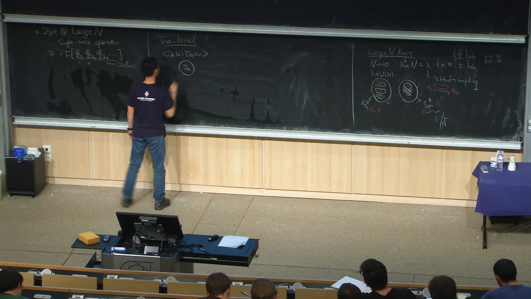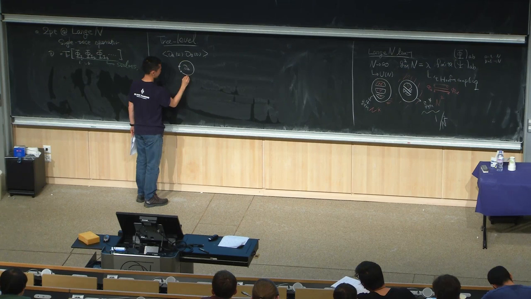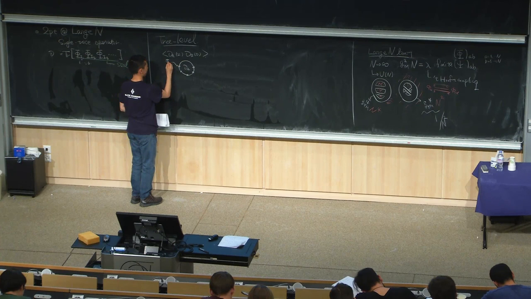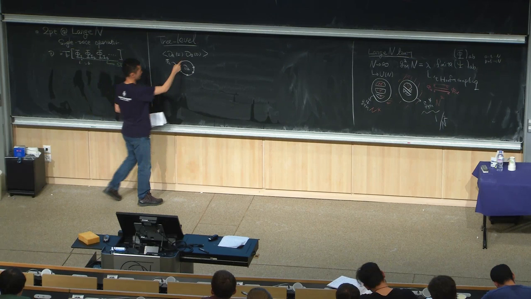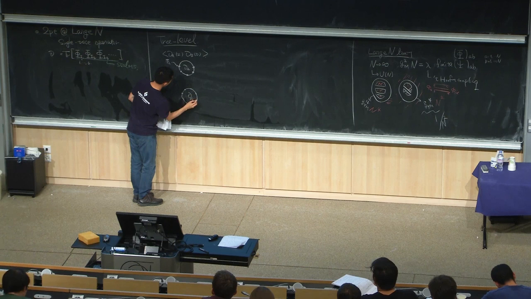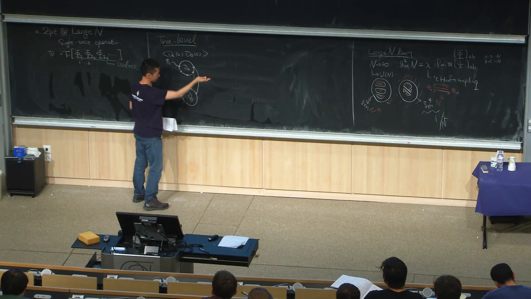I'm going to represent the single trace operator by a circle, and I put some dots here. Each dot basically means that you are putting some scalar field here. So this dot is phi^{I1}. The reason I draw a circle is because I'm taking the trace, so I just want to make it clear that it's periodic. And then I have another operator, O_B. At tree level, what you need to do is, of course, do the Wick contraction. But because of the large n limit, basically, you cannot draw diagrams that cross.